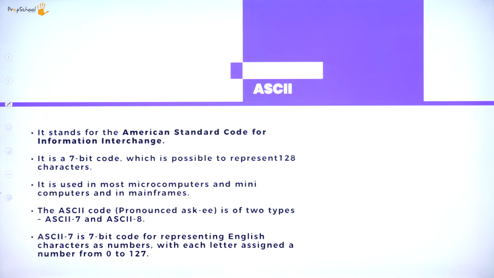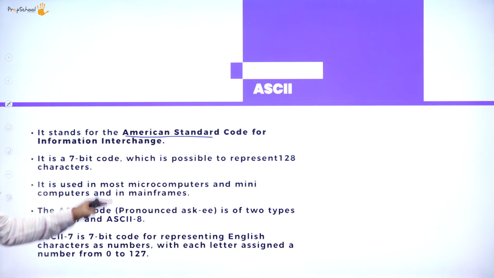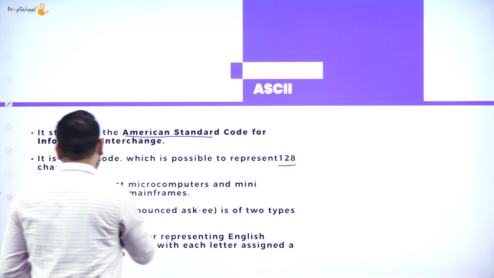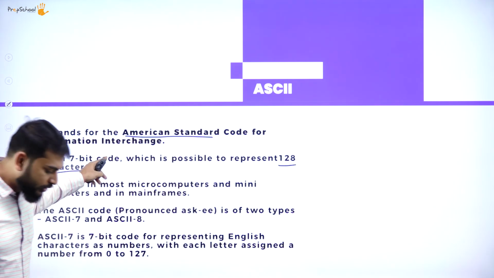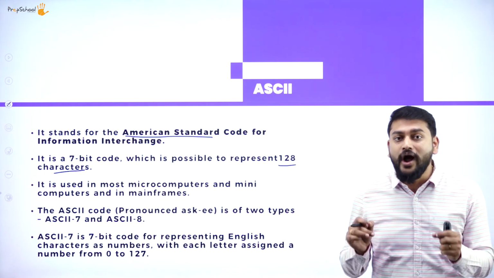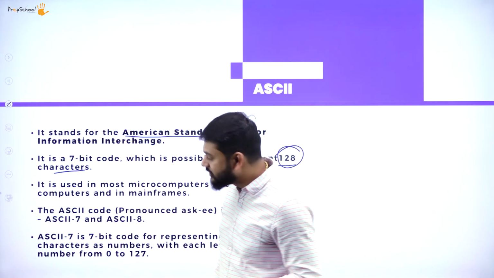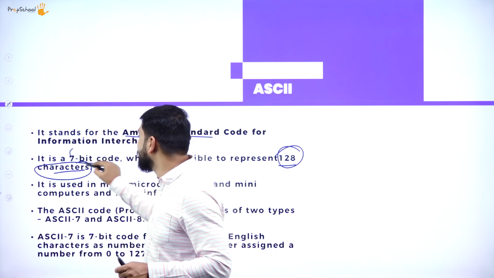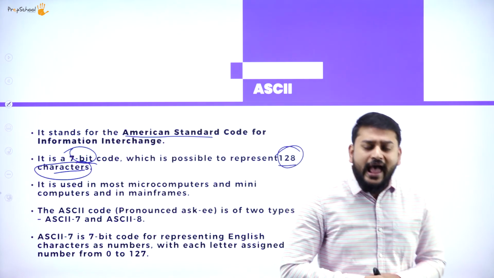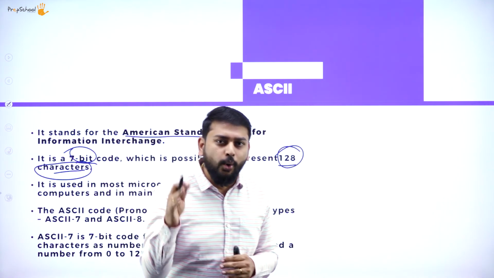So we have ASCII values. What are ASCII values? American Standard Code for Information Interchange. We will be able to represent 128 characters using a 7-bit code. So using ASCII values, we will be able to represent 128. Please make a note of it. 128 using 7 bit. That's very important.